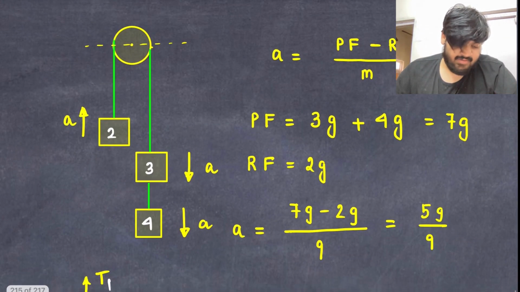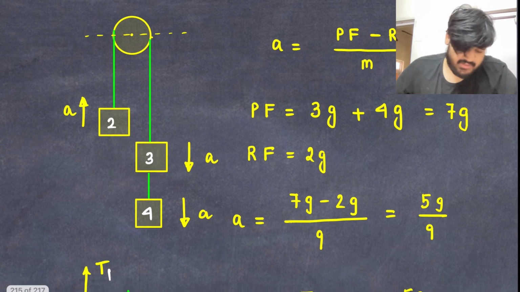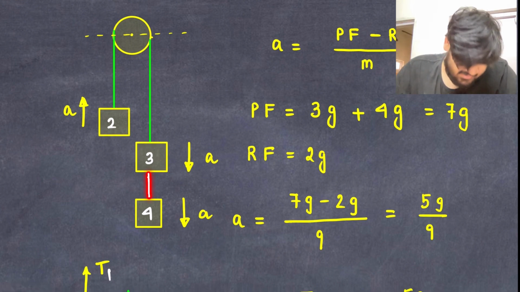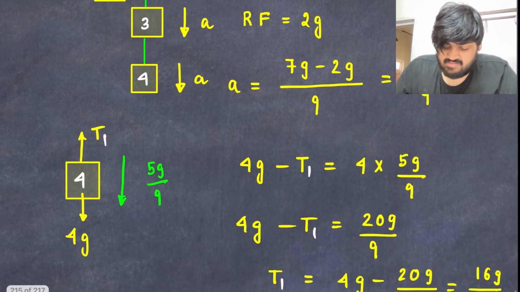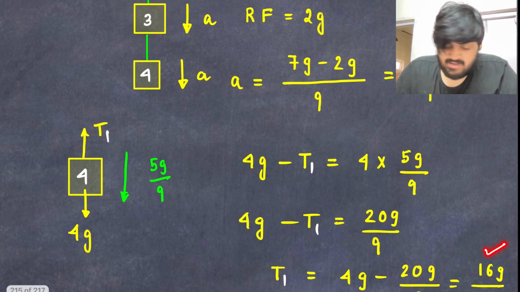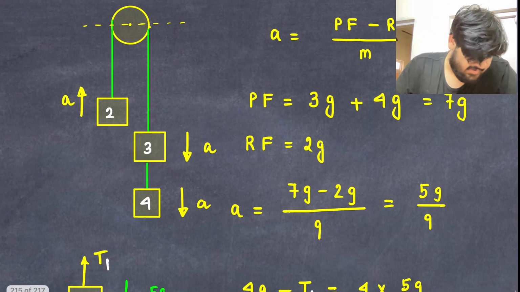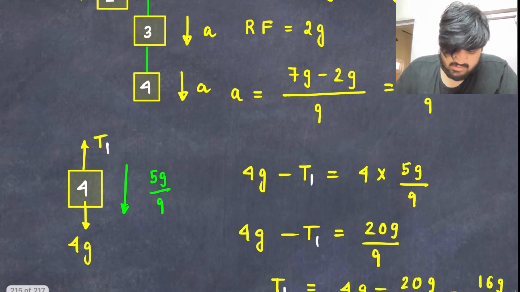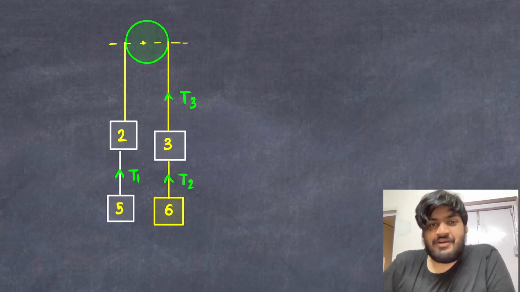So over here we have successfully solved the question. The tension in this string is nothing but 16g by 9, and the tension in this string is nothing but 28g by 9. So we have a question for you guys.